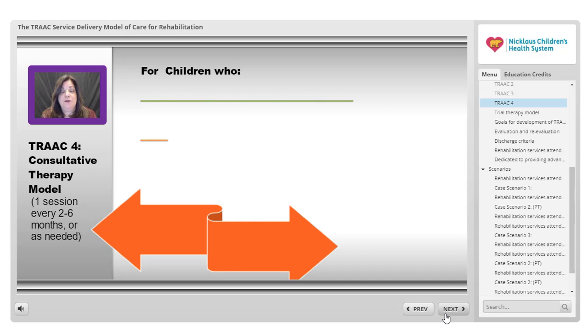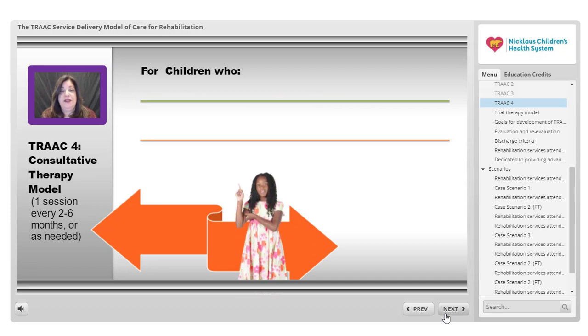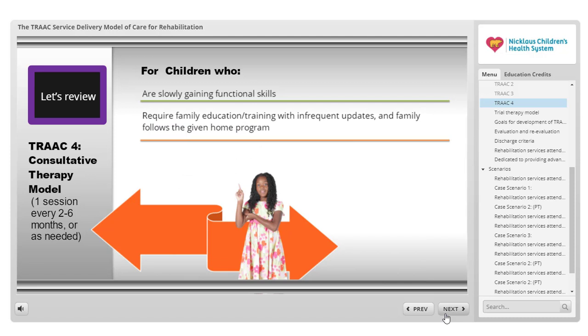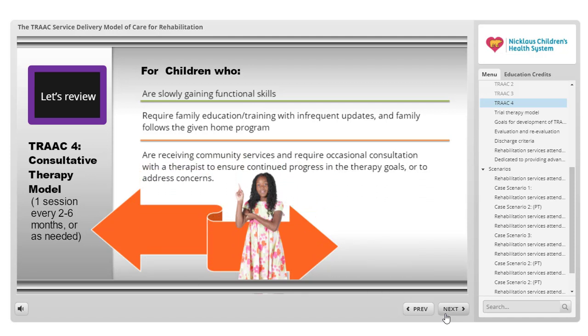The fourth TRACC model is the consultative therapy model. Let's review it. TRACC 4, the consultative therapy model, is for children who are slowly gaining functional skills. They require family education and training with infrequent updates, and the family follows the given home program. They are receiving community services and require occasional consultation with a therapist to ensure continued progress in the therapy goals or to address concerns.